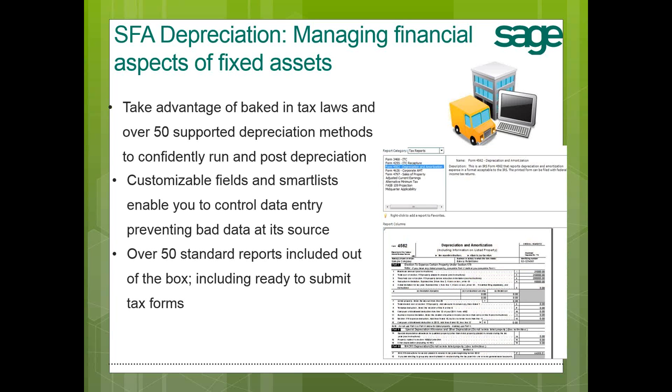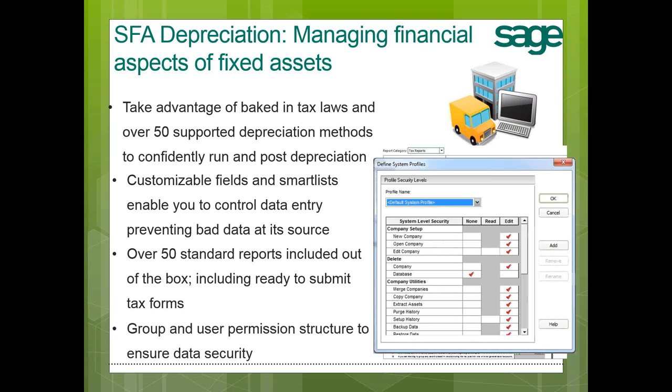Sage also allows you to create smart lists to further control data entry by creating a drop-down list of selections for any field, removing the chance for typos entirely. And finally, Sage's group and user permission structure allows you to control both what asset data users can see and what they can or cannot do when interacting with it.